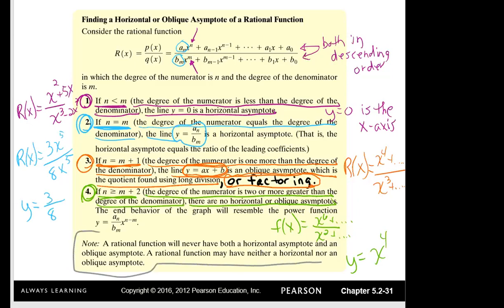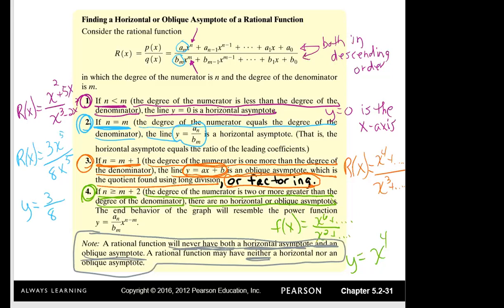It says, note, a rational function will never have both a horizontal and an oblique. It's either one or the other, or neither, because it could have neither, but it can't have both. You can have a horizontal, you can have an oblique, or you can have neither of them, but you will never have both of them.